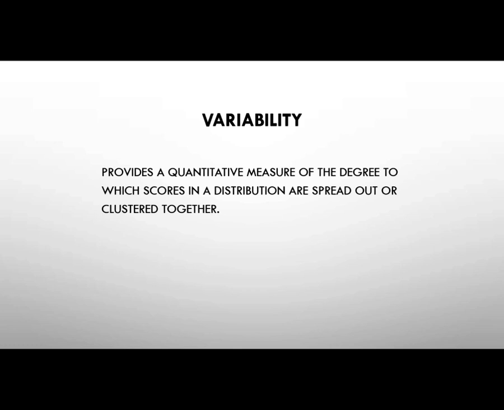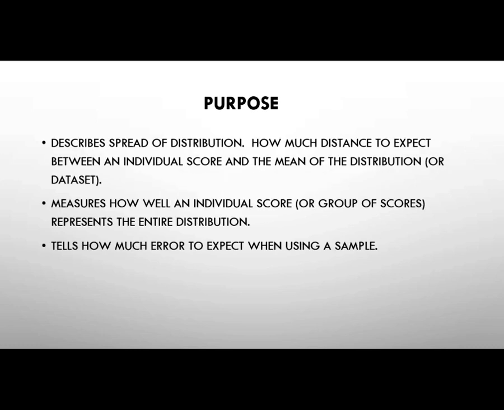Variability provides a quantitative measure of the degree to which scores in a distribution are spread out or clustered together. All right, so the more spread out our scores are, the more likelihood of error, right? If we're clumped around the center, then we probably are pretty close to the actual mean. So the purpose of determining variability is that it describes the spread of our distribution, how much distance to expect between an individual score and the mean of the distribution or data set. It measures how well an individual score or group of scores represents the entire distribution.